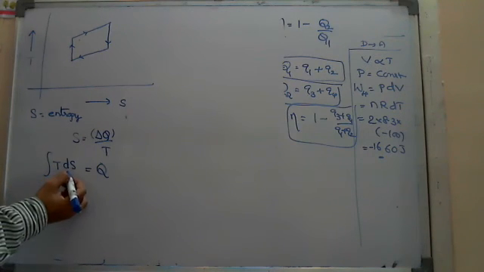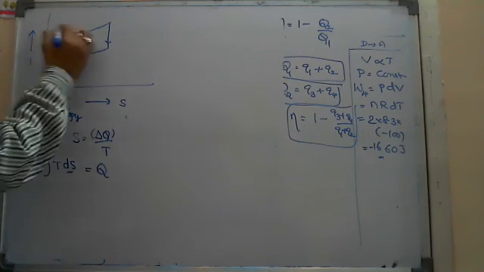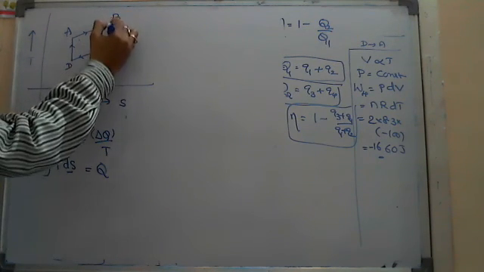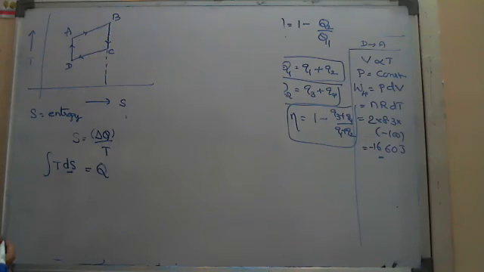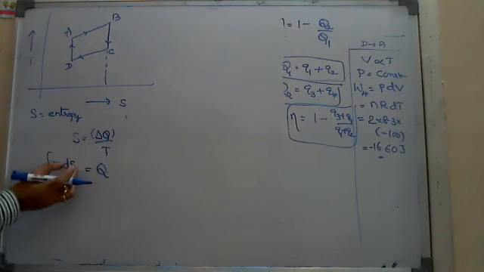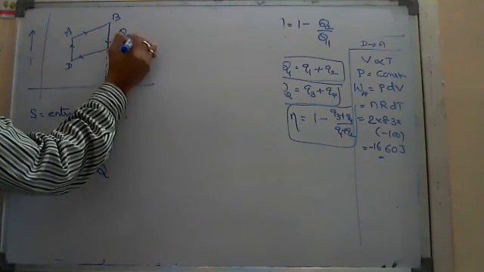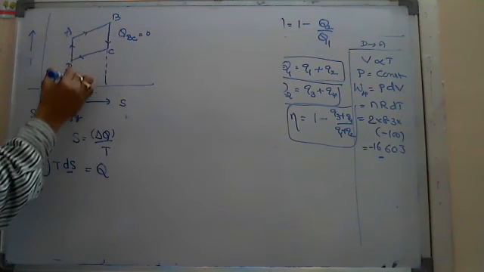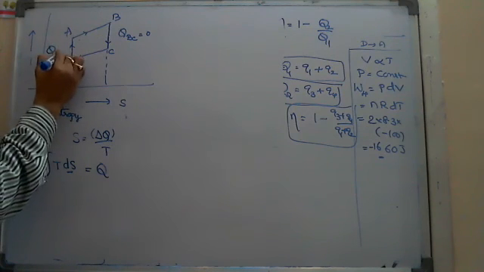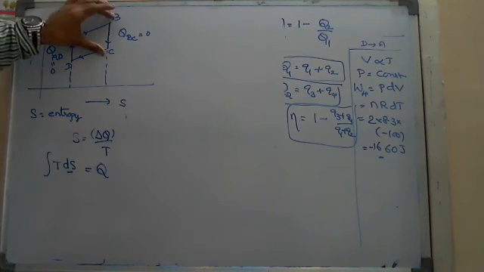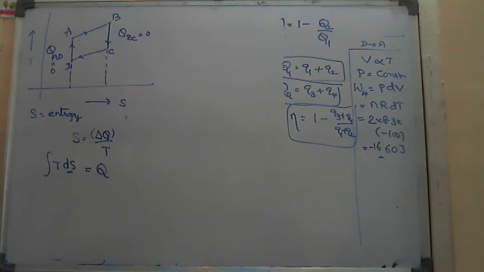In this case, if I give the names A, B, C, D, ds is equal to 0 here, the entropy is constant. Entropy is constant, ds is 0, so the amount of heat equals 0. So straight away I can say QBC is equal to 0, and here also the entropy is constant, so QAD also equals 0. Straight away, for two processes, I got the amount of heat as 0. So we have to find out only from A to B and C to D.